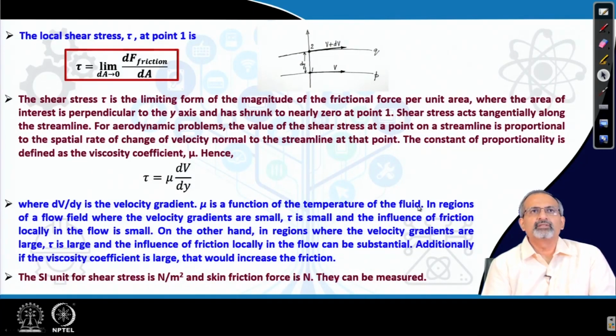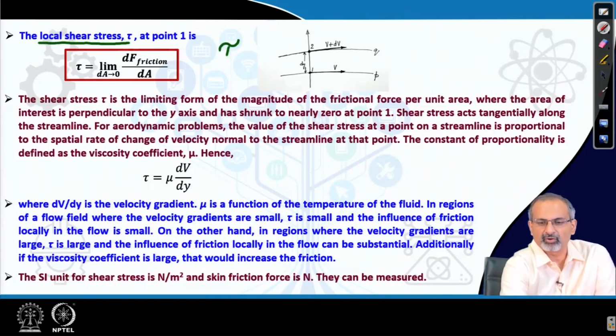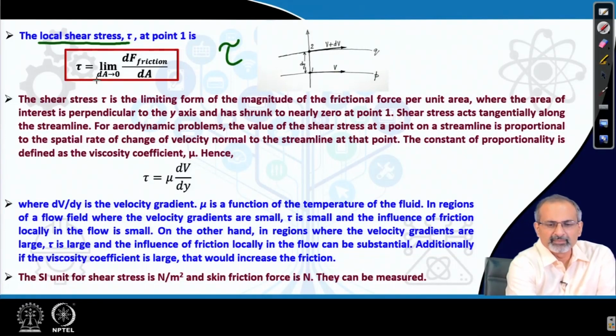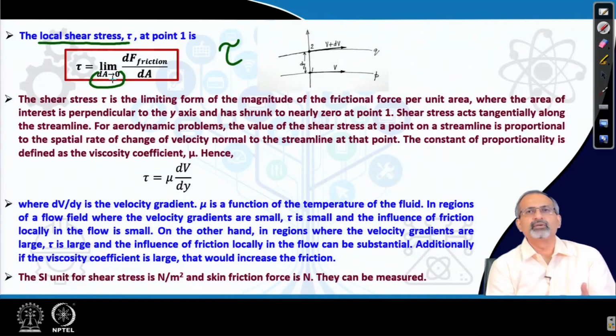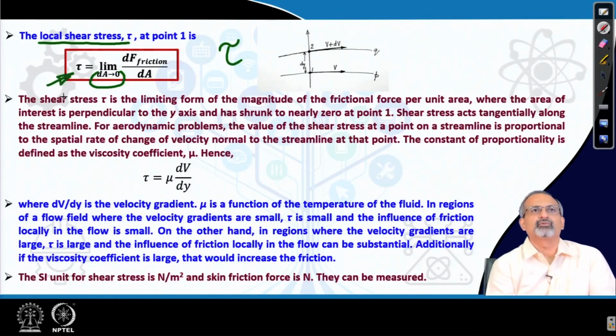Now, based on this framework, we can define what is called the local shear stress. We will indicate it with tau, and we define it at a point 1 where the frictional force is felt in the tangential direction. So, we again do a limiting operation and we say that that is essentially acting on a very small elemental area dA, and then once we take the ratio between the differential frictional force and the differential area, what we get out of it is the stress tau.